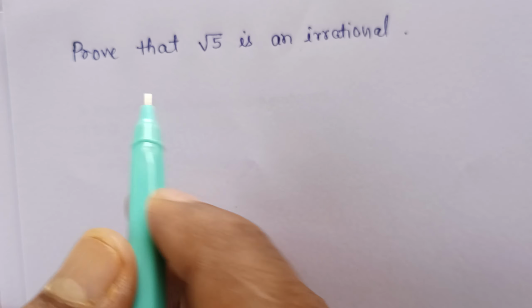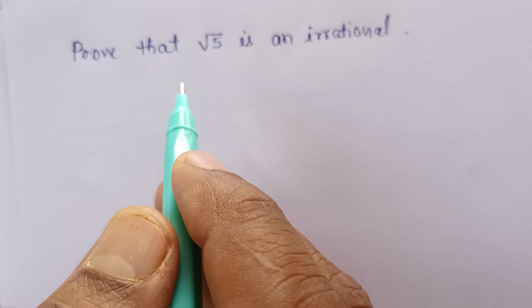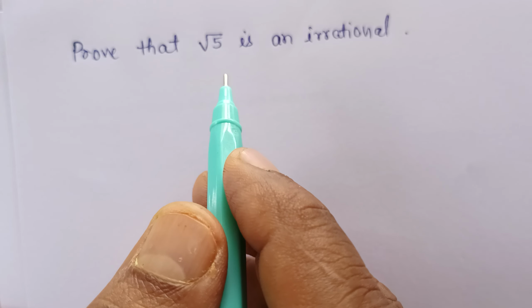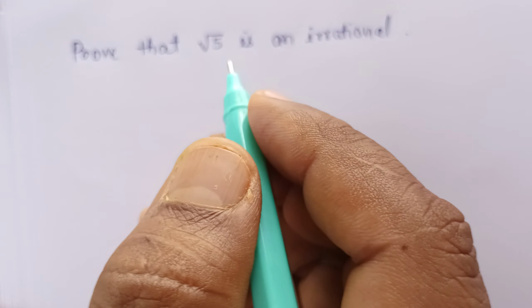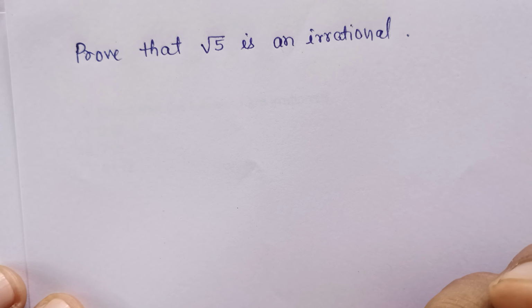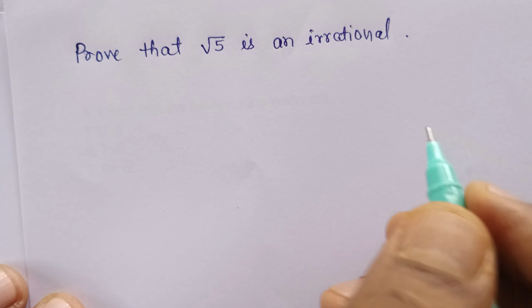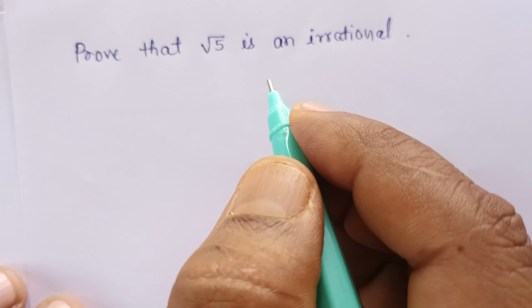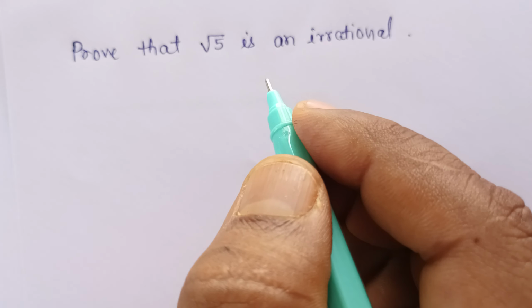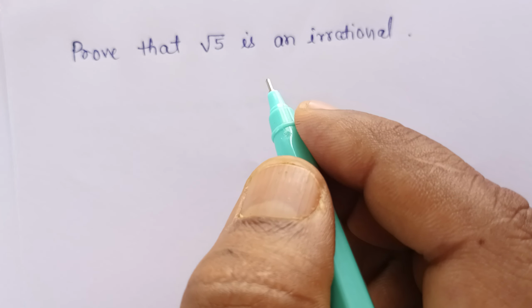Hello children. This question is based on NCERT class 10 exercise 1.2. Here the question is: prove that root 5 is an irrational number. What you have to prove? You have to prove that root 5 is an irrational number. To prove any irrational number, in any question, you first have to assume a rational number.